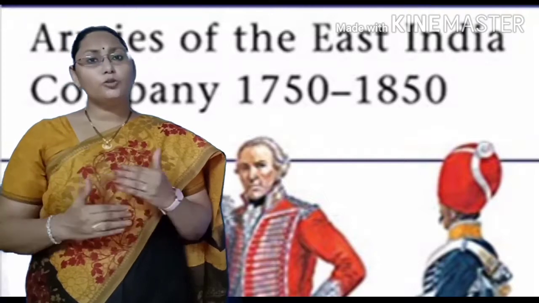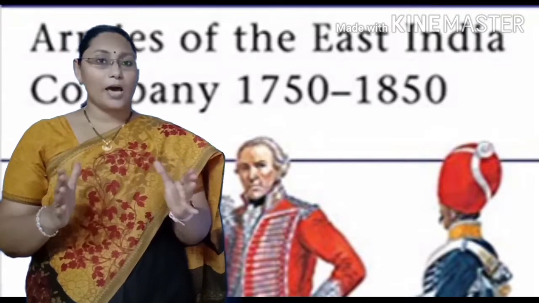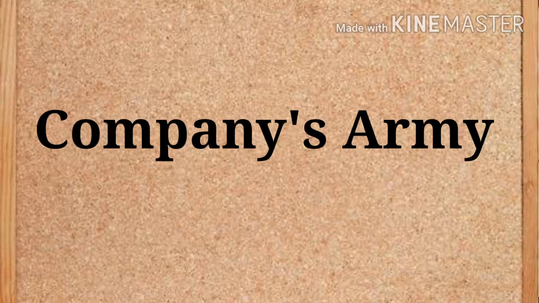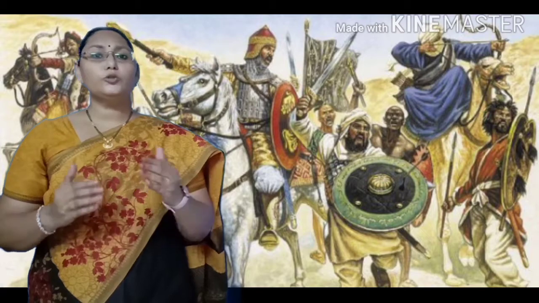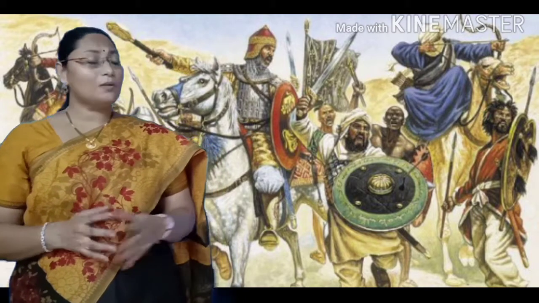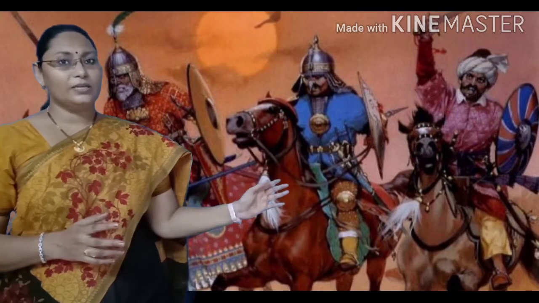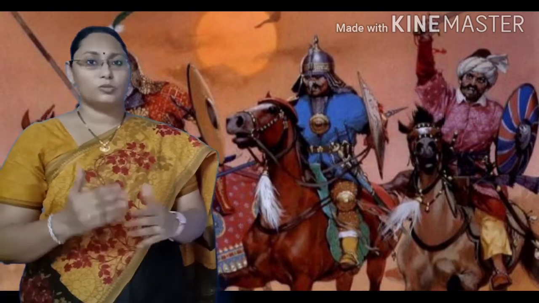And we need to know about the company's army. Yes, our next topic is the company's army. Before knowing about the company's army, we need to look back at the Mughal emperors' army. Our Mughal emperors were mostly based on the cavalry. So what is cavalry? Cavalry means the trained persons who sat on horseback.